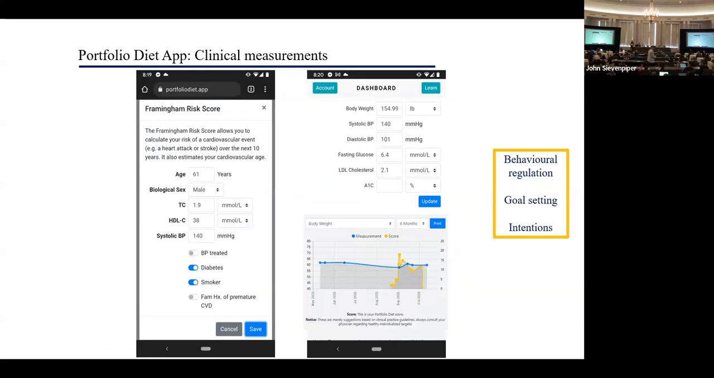They can enter information to calculate their Framingham risk score, and they can enter how they're changing or tracking their health measures. If they're interested in their blood pressure, or if they're interested in their cholesterol, they can use this to enter. It'll graph it, and then there's a print button so they can share it with their healthcare provider.